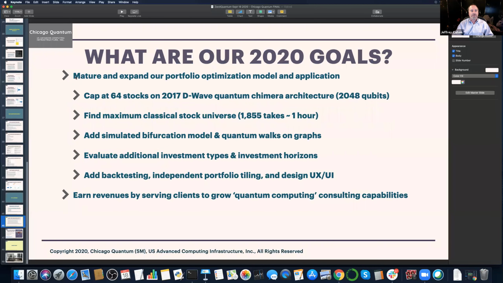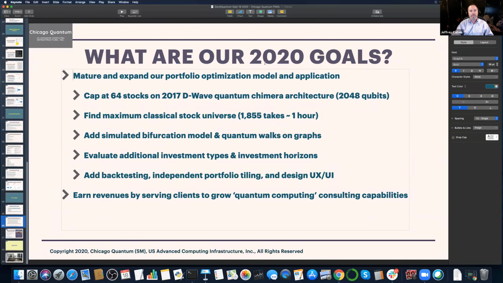The first goal is to mature and expand our portfolio optimization model and the application. Because it is for sale, because you can use it, we want to add as much as we can to it and add features. It's like an MVP now. And from the last call, we've had conversations about adding backtesting to the model, independent portfolio tiling, and getting the user experience better. That's great. I'd rather scale first, get bigger and faster first.